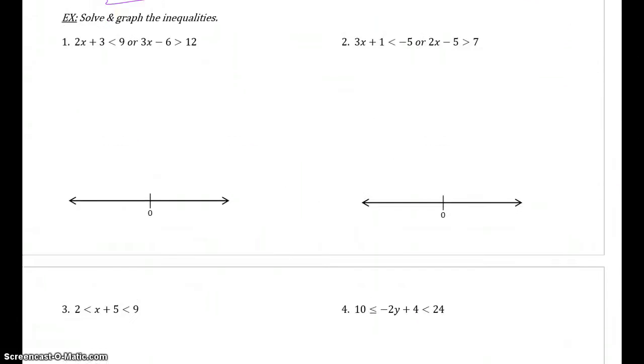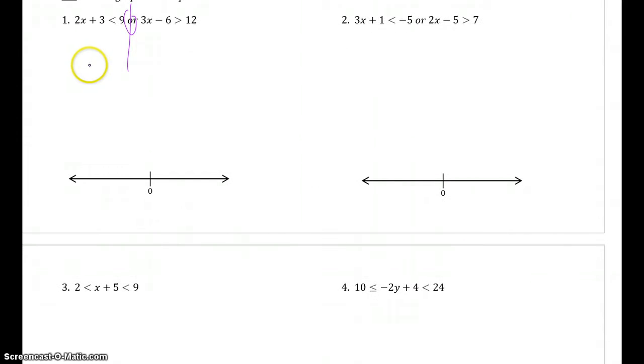Solve and graph the inequalities. Or means that they should go in opposite directions, and we're going to solve each one of these just like we would any other inequality. So for the first one, I'm going to subtract 3 from both sides, and I get 2x is less than 6. If I divide by 2, I get x is less than 3. That's one part of it.